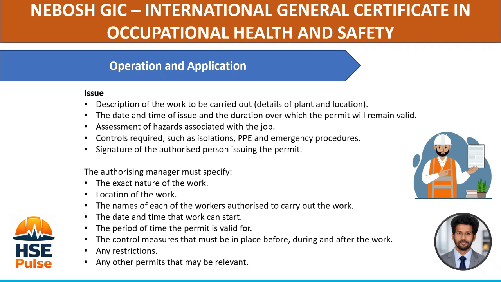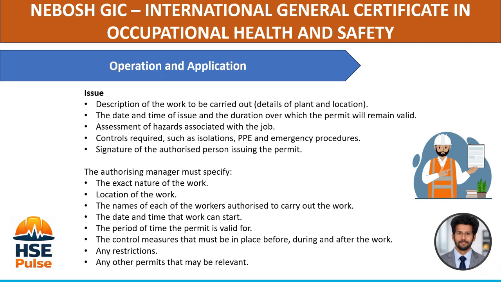The date and time of issue and the duration over which the permit will remain valid. So what is the date the permit is issued and also up to when it will be in a valid condition, which is the duration. For example, the permit will be valid for 1 week. It will be expiring on so and so date and so and so time.